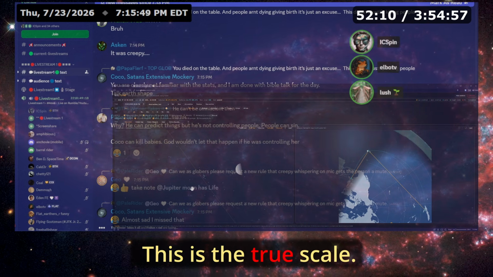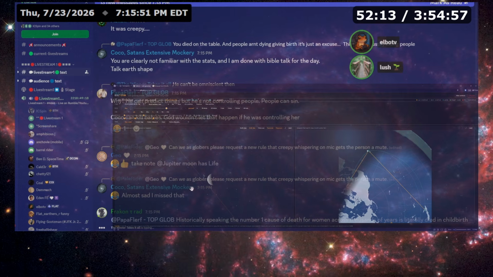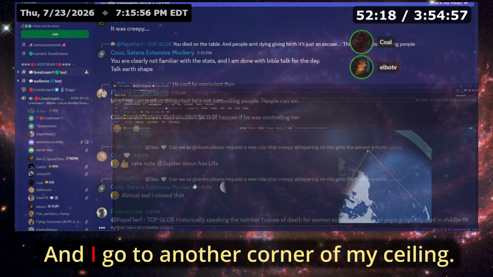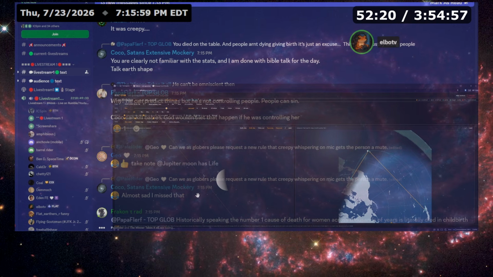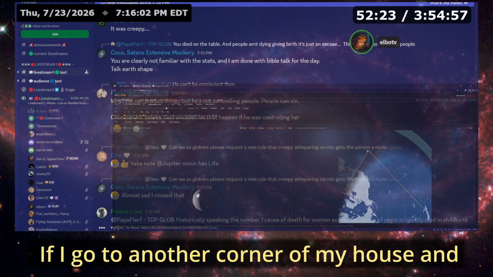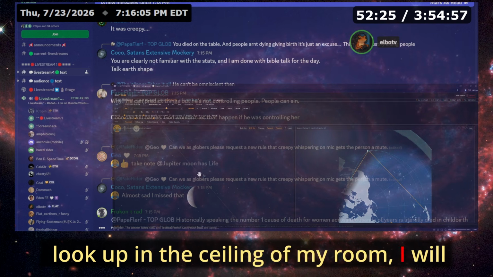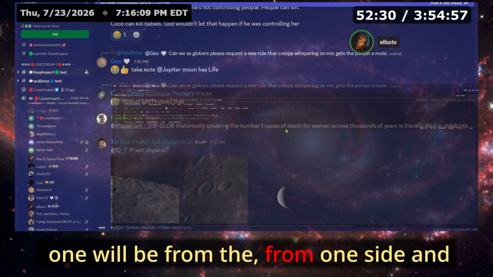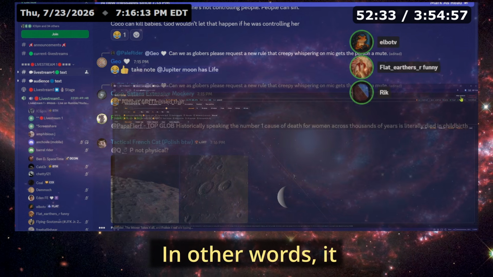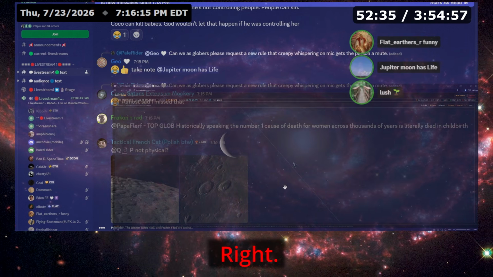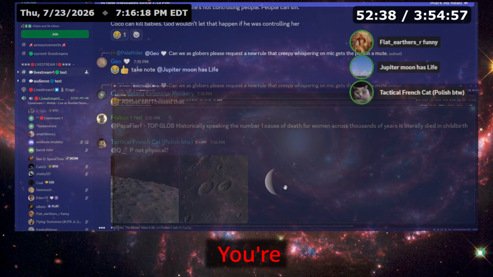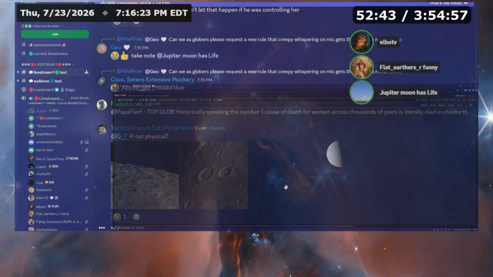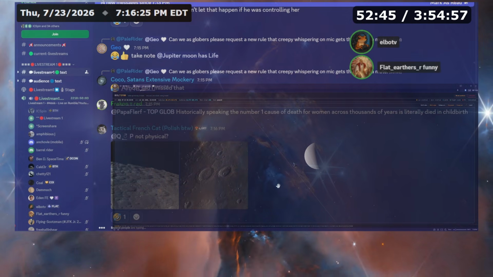So this is the true scale. If I'm on one corner of my ceiling and I go to another corner of my house and look up at the ceiling of my room, I will see the ceiling in two different ways. One will be from one side and one from the other side. Look, and see the fan from the whole room. All you're seeing is something over your head. Doesn't make any sense. You guys are just wrong.